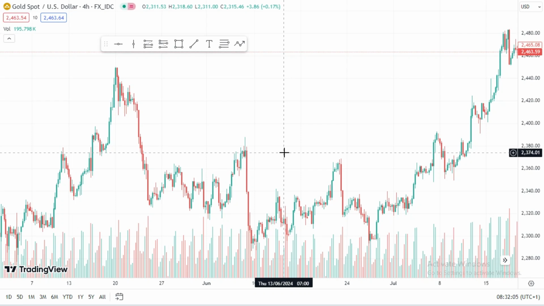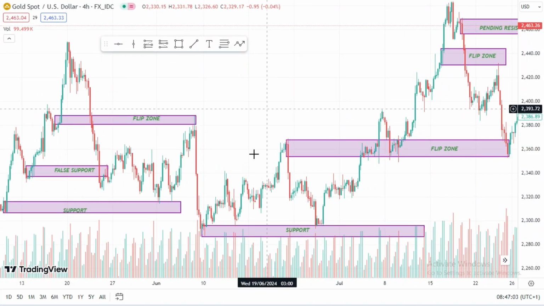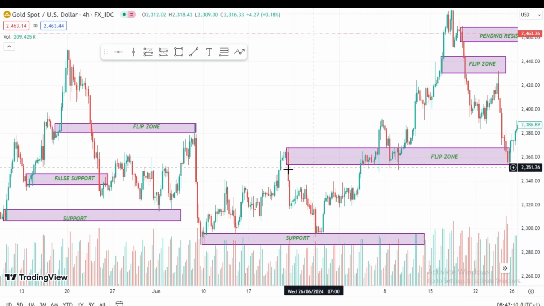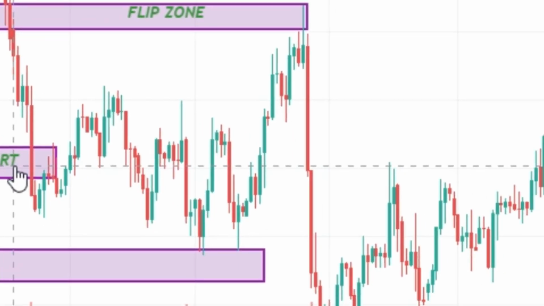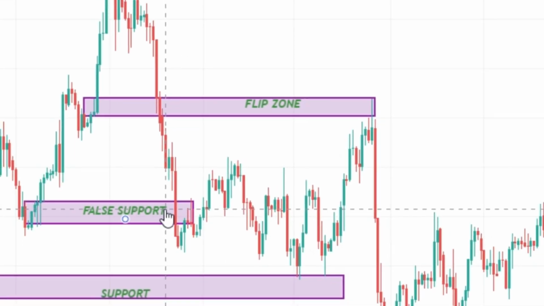Take a look at this chart, and this. What do you see? You see support zones and flip zones, but also you see a false support. So what makes this a valid support and what makes this a false support?